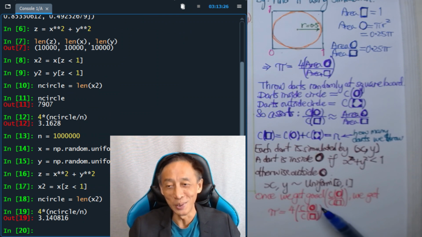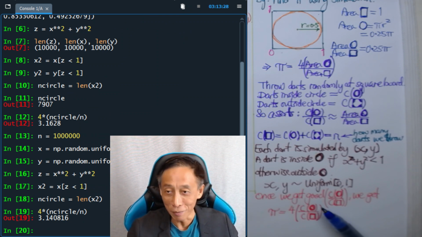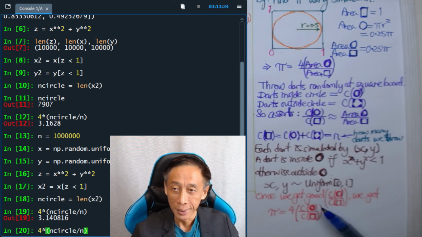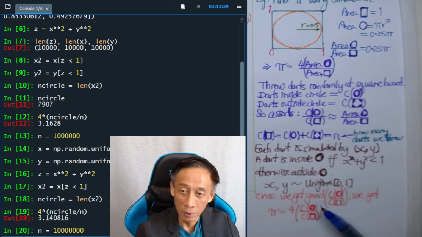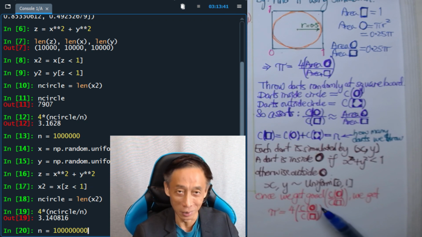3.14. The correct answer is 3.1415926. So for 1415, we have 1408. That's for 1 million, right? So now that's 1 million. Let's try 100 million. Okay, I think it still works on my computer.